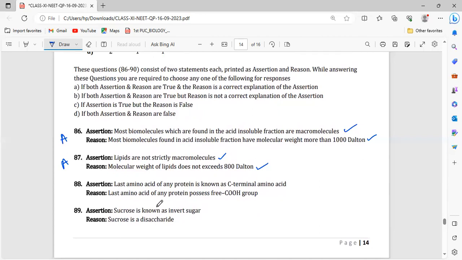Then 88. Last amino acid of any protein is known as C-terminal. Yes, so the extreme right end is C-terminal because there will be a free carboxylic acid group. So reason is also correct and it is the correct reason. Sucrose is known as invert sugar. Yes, sucrose is a disaccharide. Both the statements are correct, but not the reason. So it should be option B.